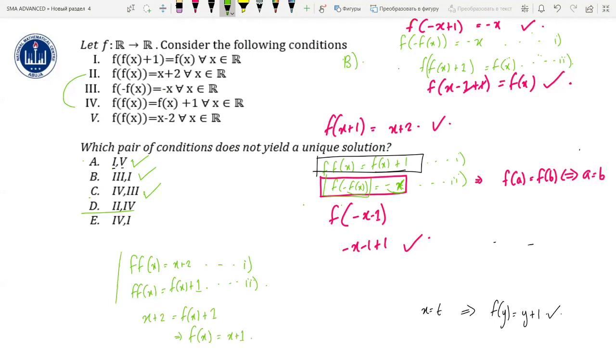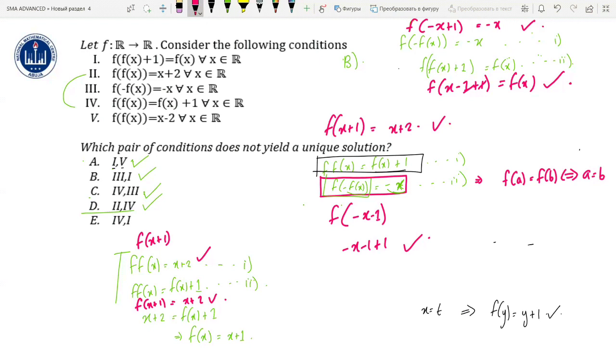So remember, I have to now check it back into these two equations, and it's very easy to see that they hold. So just for this, f of x plus 1, when I add 1 to this, I get x plus 2. So this first one is true. So that one, f of x plus 1 plus x plus 2, is also true. So this condition D also is a unique solution. So it means that the answer is option E.